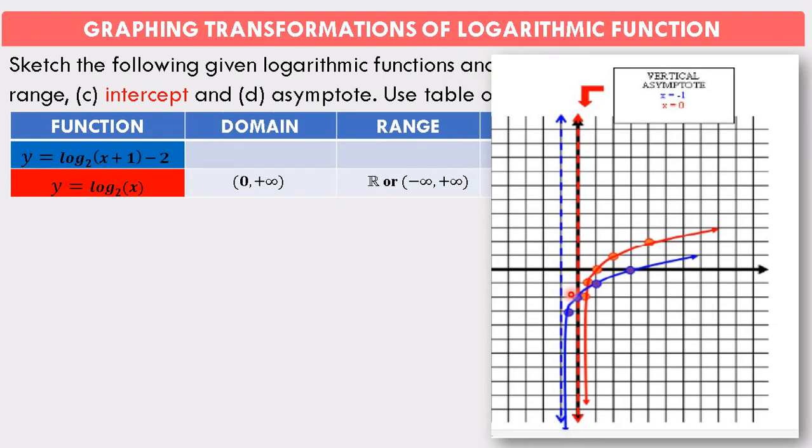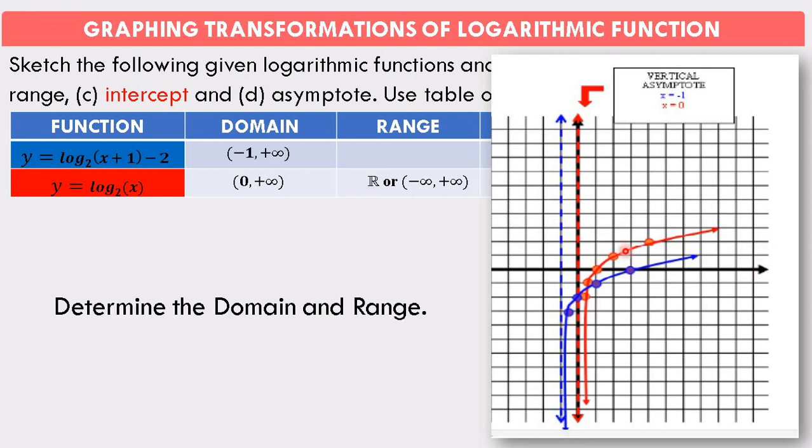So the domain, for the first function, we have from the asymptote -1 to +infinity. So negative 1 is not included, and the range is the set of all real numbers since there is no restriction to y.